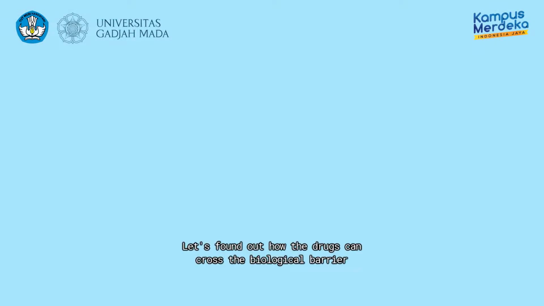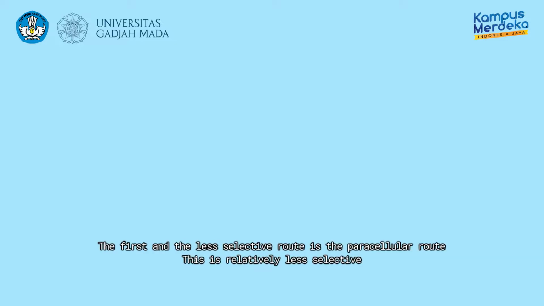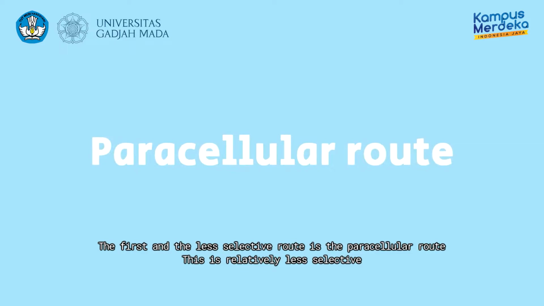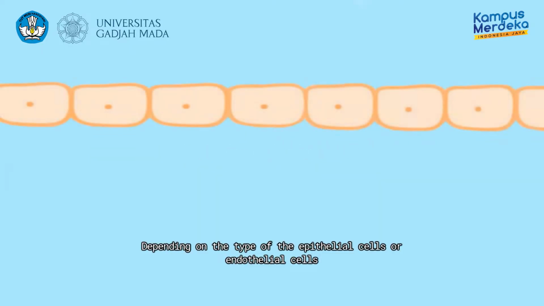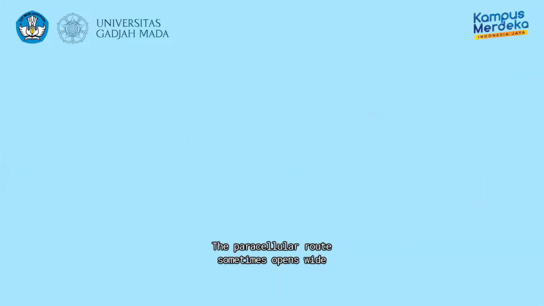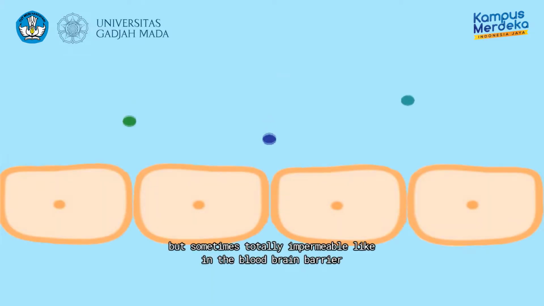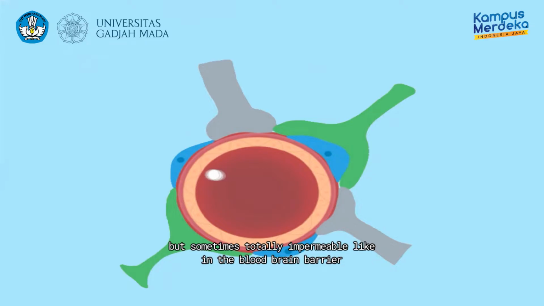Now let's find out how drugs can cross the biological barrier. The first and less selective route is the paracellular route. This is relatively less selective, depending on the type of the epithelial cells or endothelial cells. The paracellular route sometimes opens wide, but sometimes is totally impermeable, like in the blood-brain barrier.